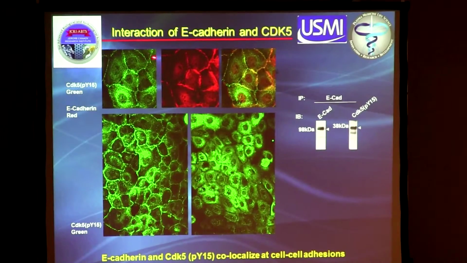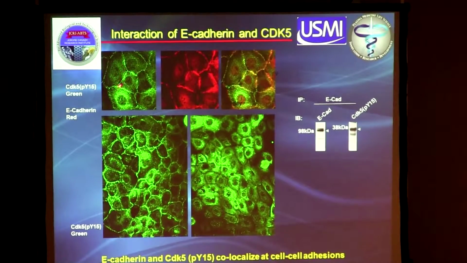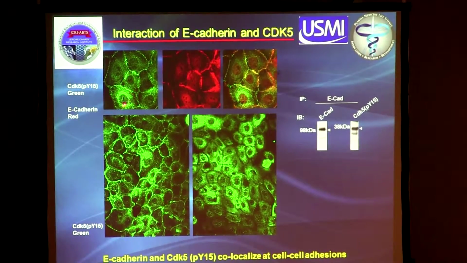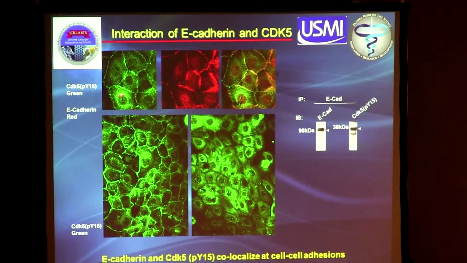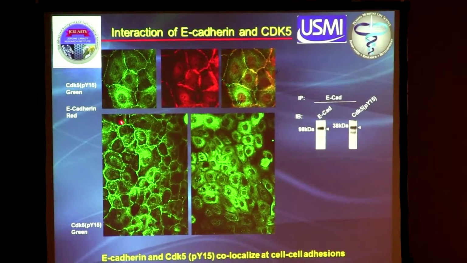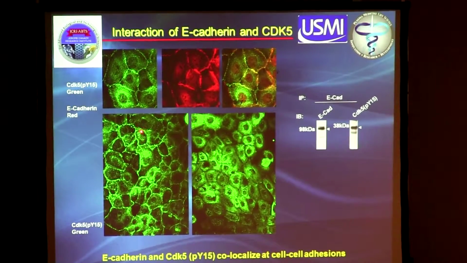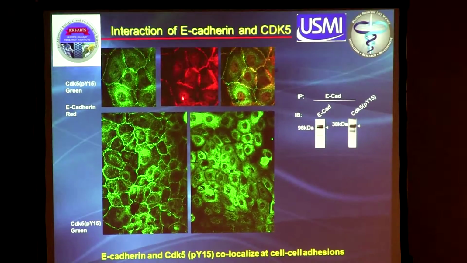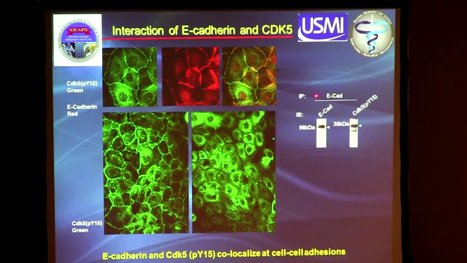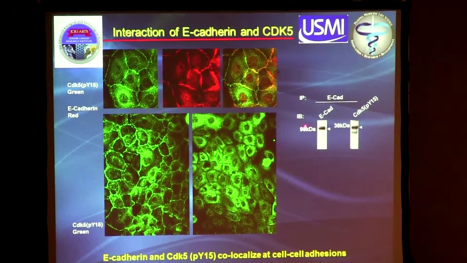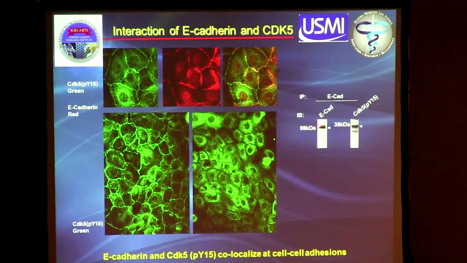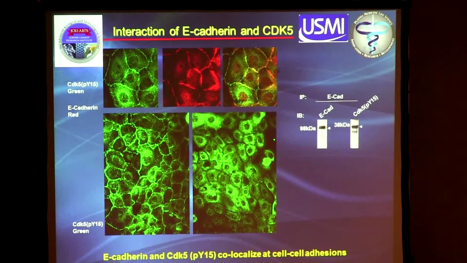These are human corneal epithelial cell lines which were stained for CDK5 and E-cadherin. This slide shows us that both CDK5 and the cell junction protein E-cadherin co-localize. Similar results were seen with the immunoblots, which were co-immunoprecipitated together. E-cadherin and CDK5 co-localized together, as demonstrated in the blot on the right-hand side.